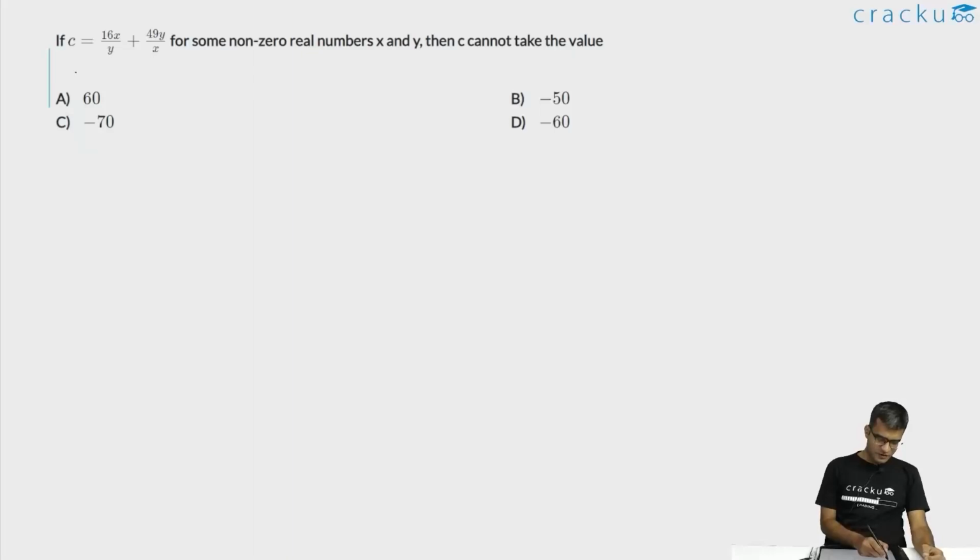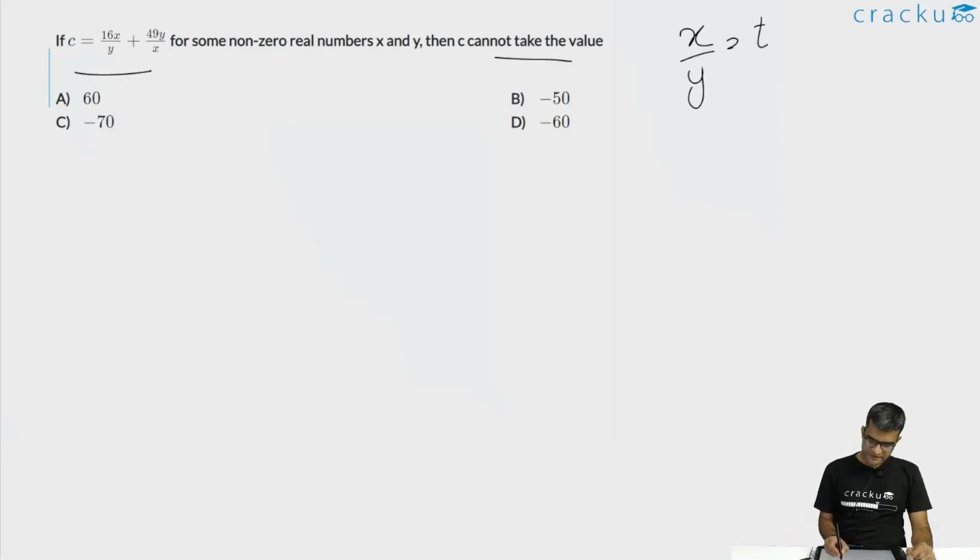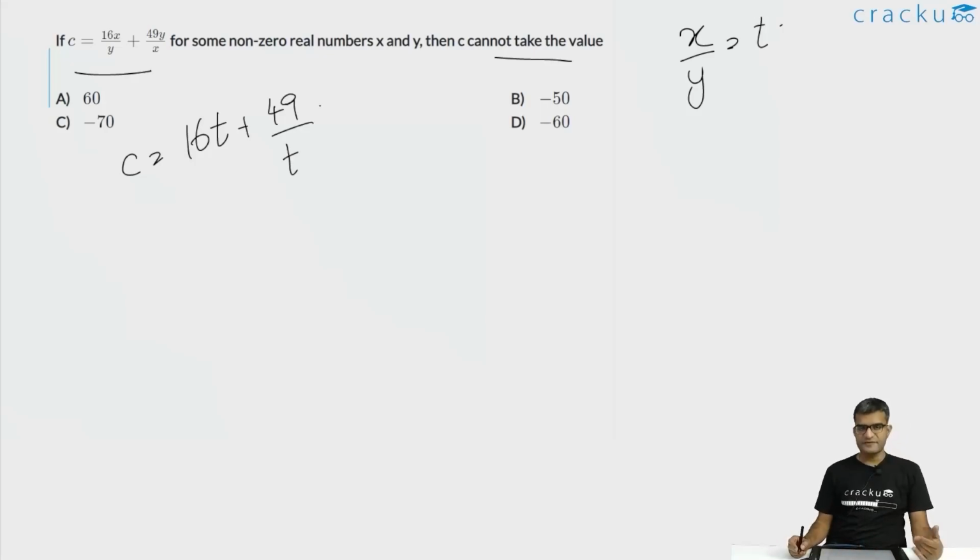In this question, we are told that C is equal to 16 into x by y plus 49 into y by x for some non-zero real numbers x and y. Then C cannot take the value of. That is what we are required to calculate. Let us assume that x by y is equal to a variable called t. So the value of C is equal to 16t plus 49 divided by t, because y by x will be 1 by t.